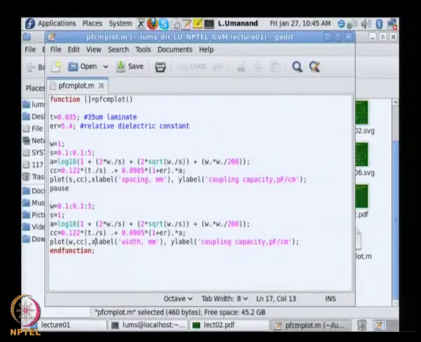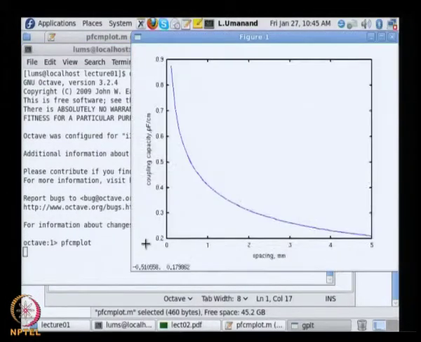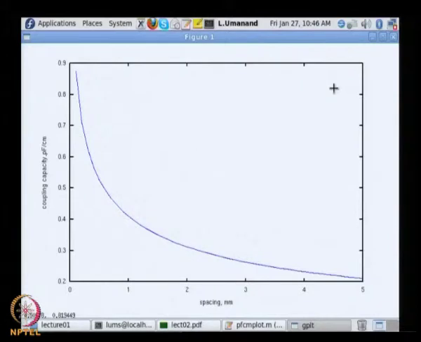Okay, so this is what I would want to do, end of the function. The function is named PF per centimeter plot. So, let us plot and see what we see. Now, going back to the terminal window in Octave, I will call that function pfcm plot. So, let us see this figure.